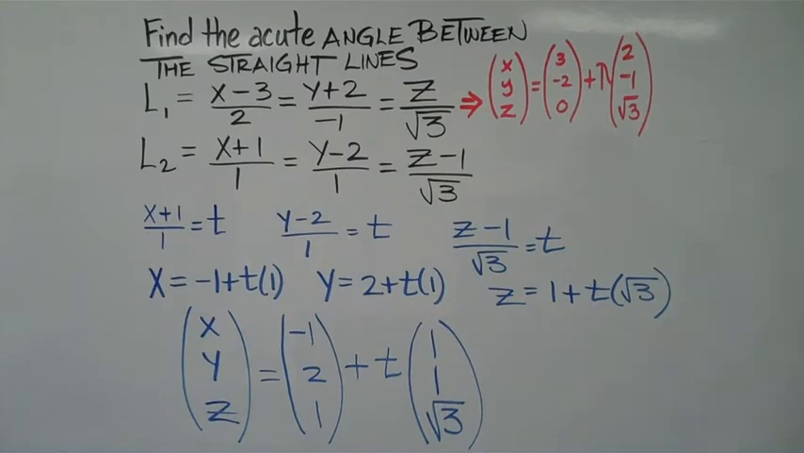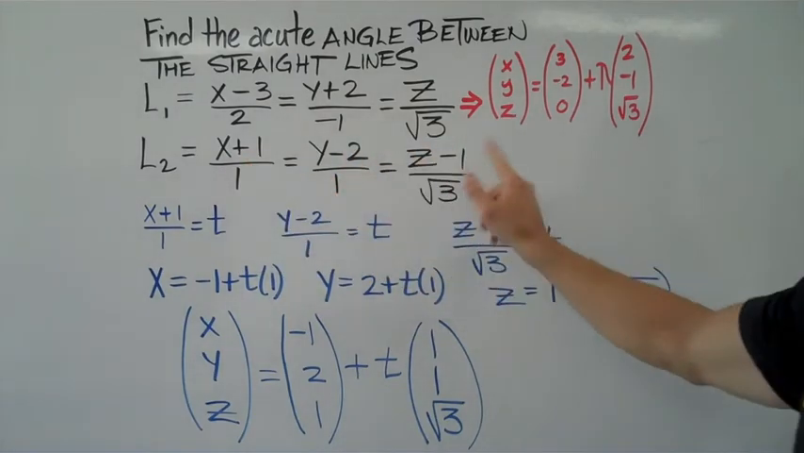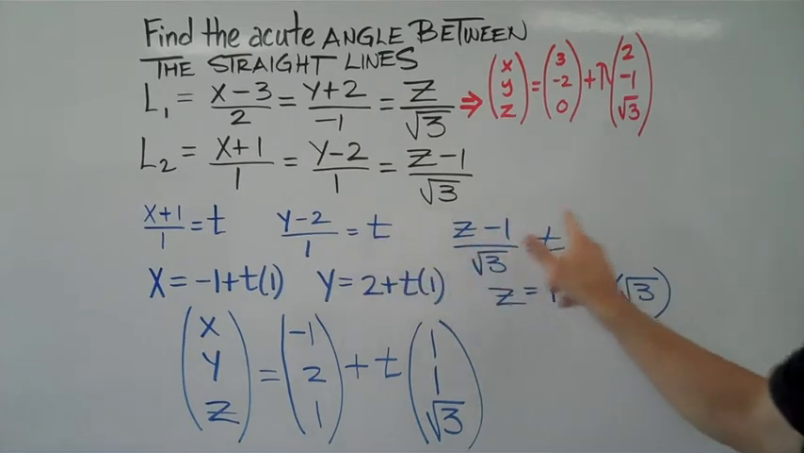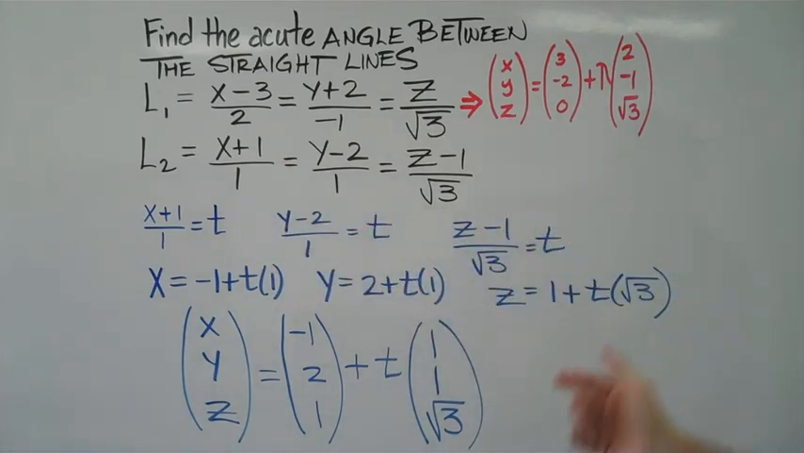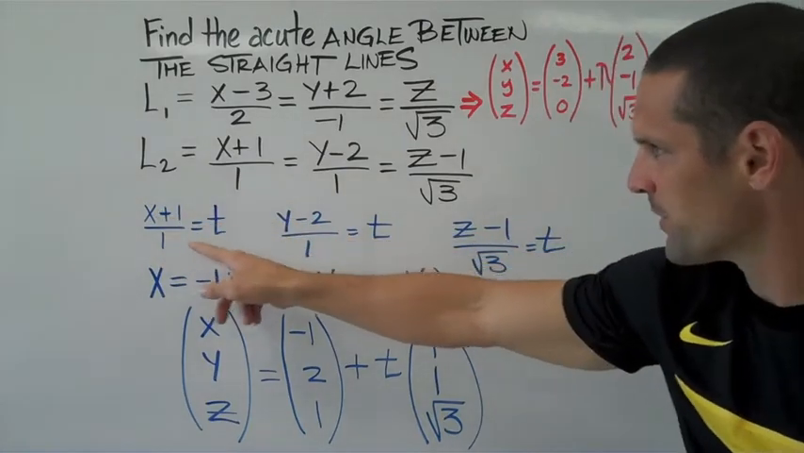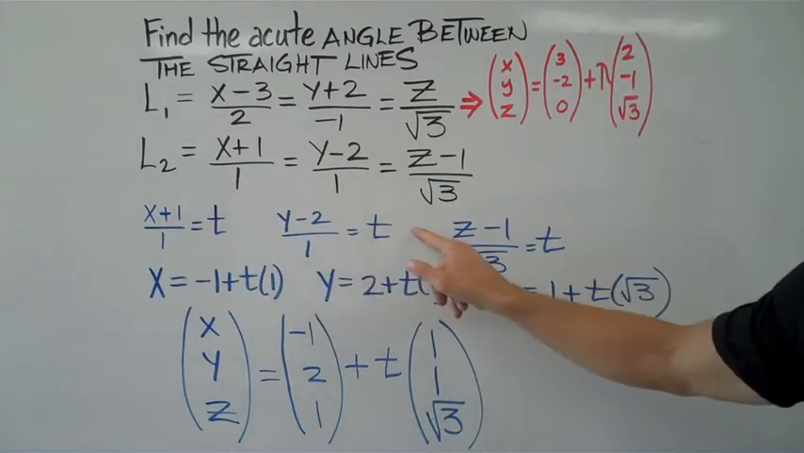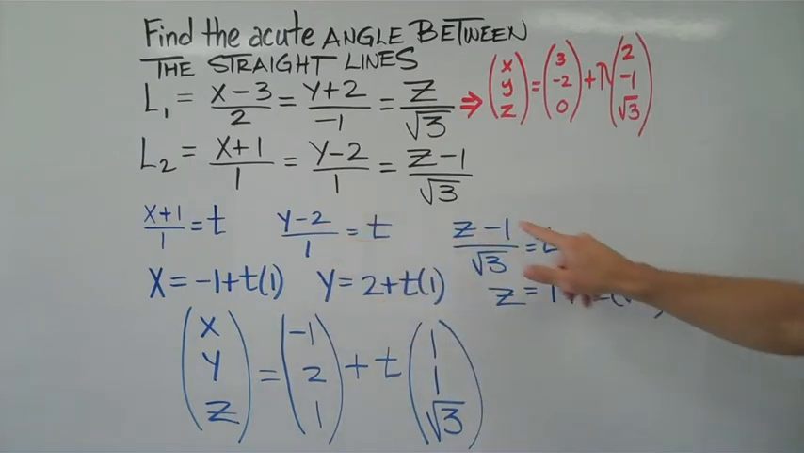Similarly, we can do the same thing with line 2. Instead of setting it equal to lambda, if this is equal to this is equal to this, I'm going to set them all equal to something else, which is t. So I'll set this equal to t, this equal to t, and this equal to t. Well, just as before, I'm going to solve for x, which means multiply by 1 and subtract 1 from both sides. Solve for y, multiply by 1 and add 2 to each side. Solve for z, multiply by the square root of 3 and add 1 to both sides.